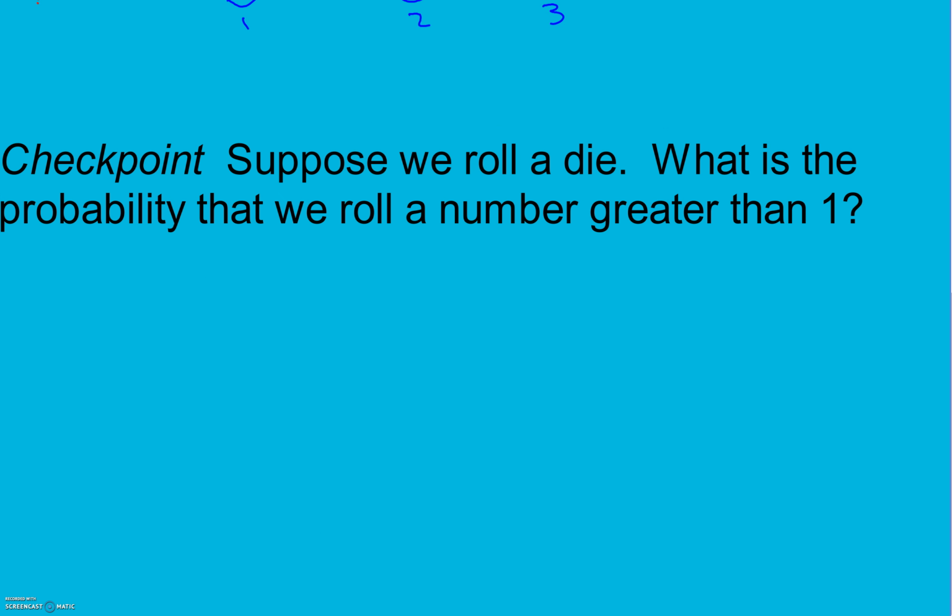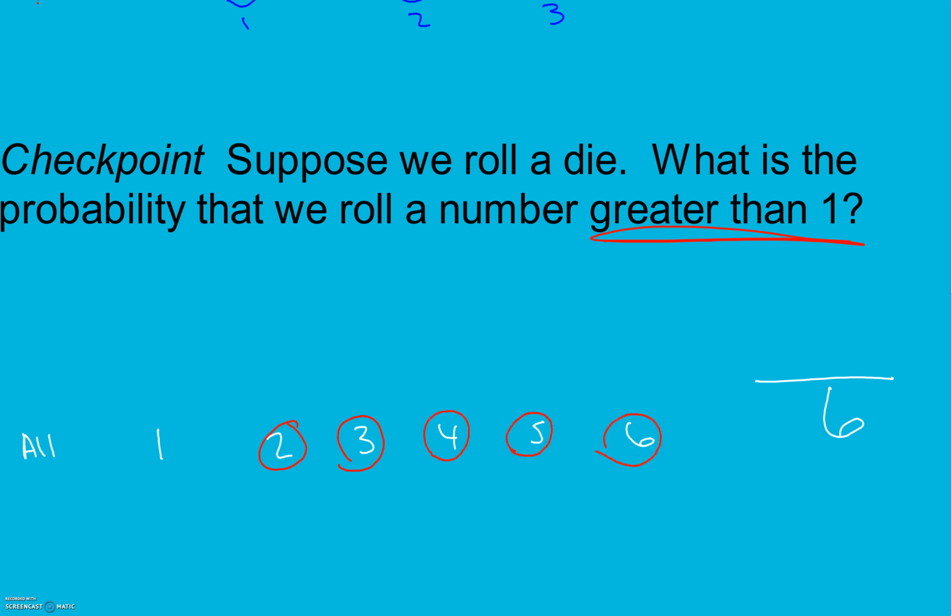Now, go ahead and pause and try this if you'd like. Suppose we roll a die. What is the probability that we roll a number greater than 1? So again, all of our options are 1, 2, 3, 4, 5, and 6. All of our options, there are 6 total. Of those options, the ones that are greater than 1 are 2, 3, 4, 5, and 6. So all of our favorable, or our wanted, or the yes parts, 1, 2, 3, 4, 5 of them. So 5 out of 6.